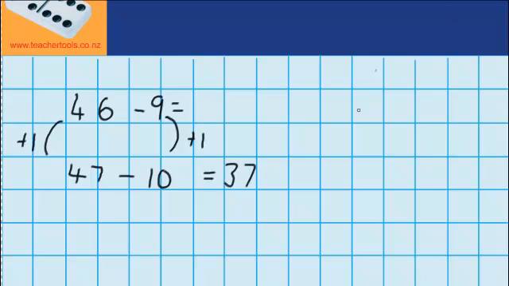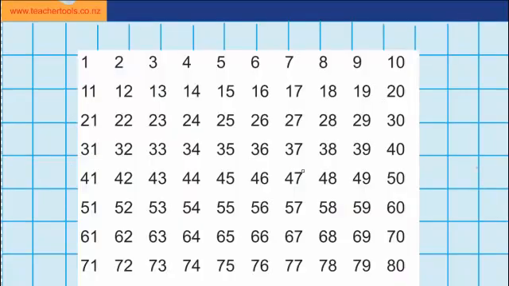And we can have a look at what that looks like on a number board. Here is 47, and if I want to take away a 10, I just have to go back up my number board, and that leads me to 37. And notice here how my ones digit hasn't changed.